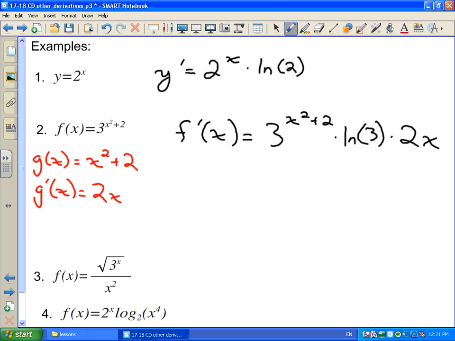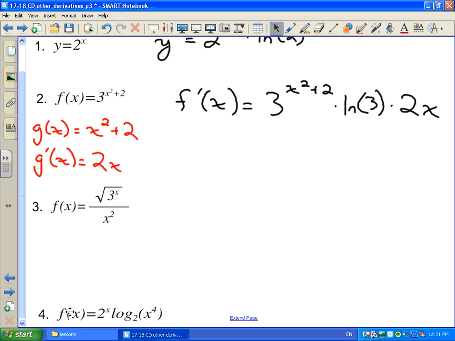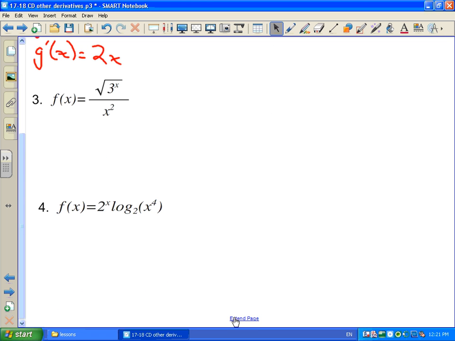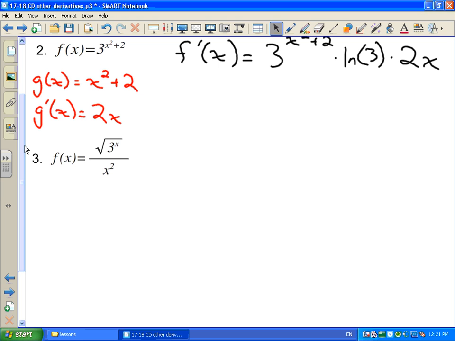Right, let's do this example number 3 here, and that's where we'll end it. So get this out of the way. All right. So f at x equals square root of 3 to the x divided by x squared.